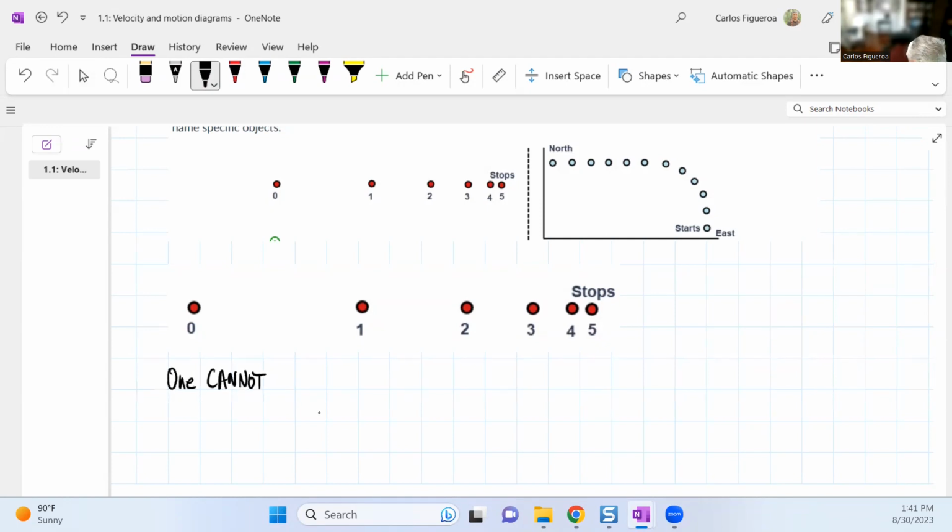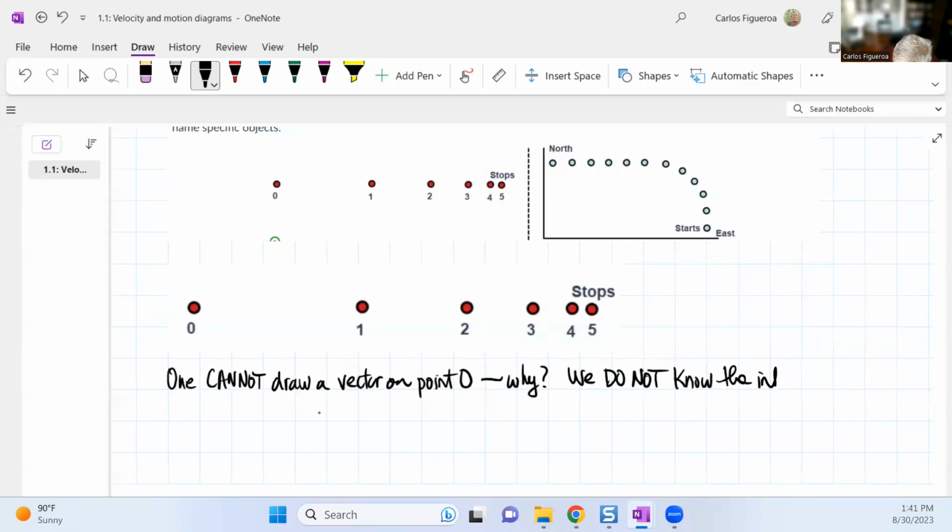I cannot draw a vector on point 0. And the question is why? We do not know the interval before 0. So the only thing we can do here is draw an arrow at point 1.